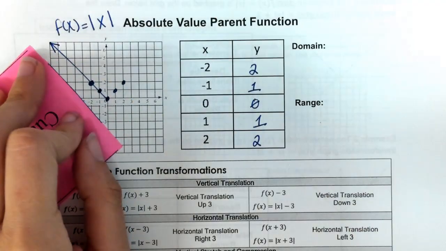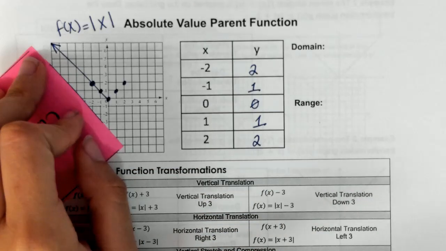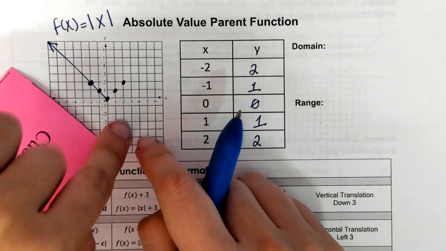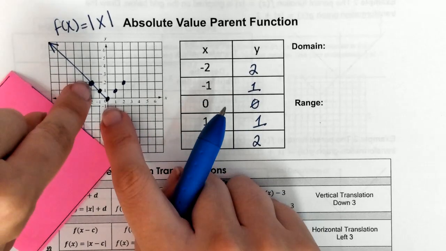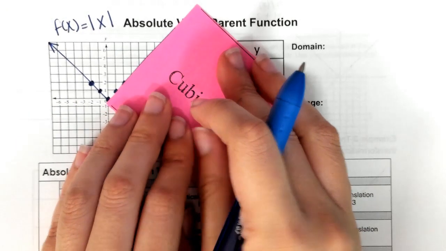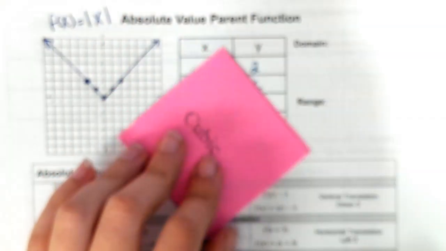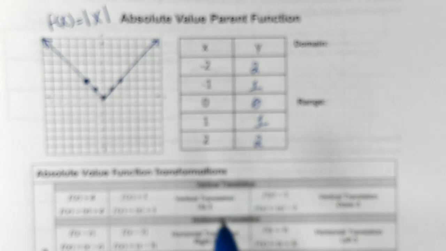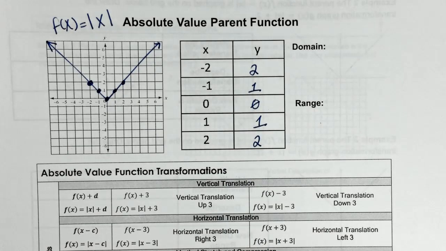Remember, when you connect points, especially in this case, if we don't specify a restricted domain, the graph needs to go all the way, and the arrows mean it keeps going. And if you recall, your absolute value functions have the V shape. So this is my absolute value parent function.